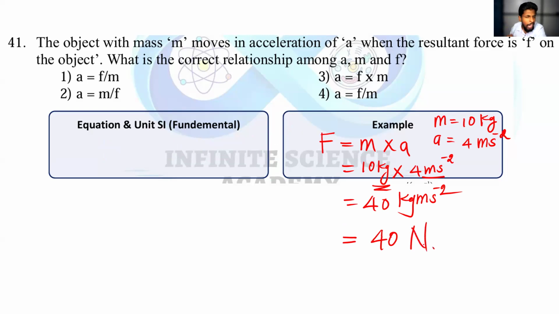So now we have learned the equation and the unit. The equation will be force is equal to mass into acceleration. There are two units right here. This one is called the fundamental unit, and this one will be the standard international unit. The kilogram meter second minus 2, that is the fundamental unit.